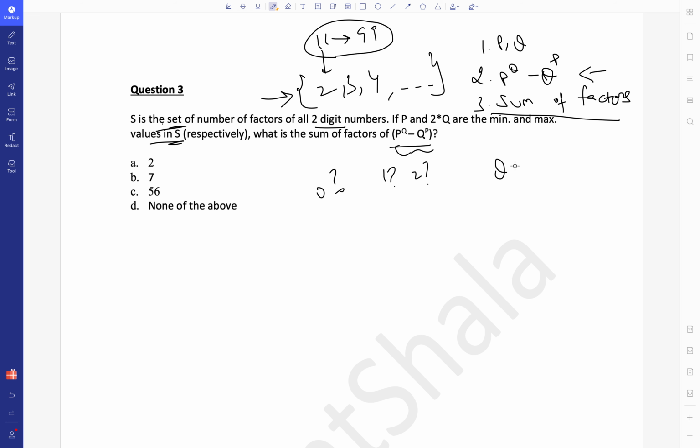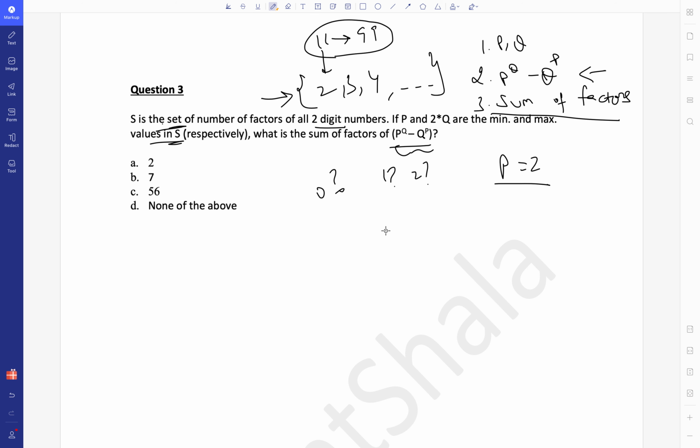So straight away we know that P is going to be 2. We still need to find the value of Q. Okay, so maximum value in S. That means the maximum number of factors that a 2-digit number can have.